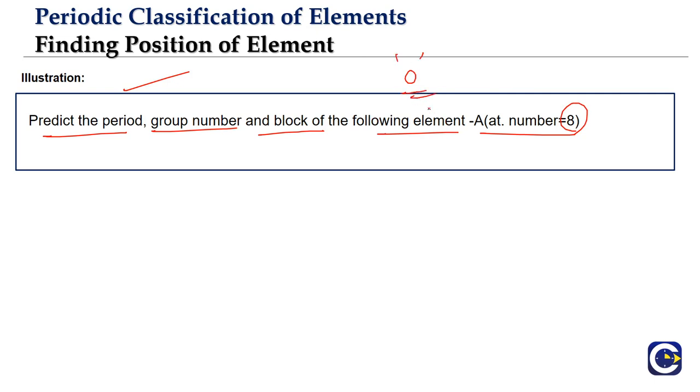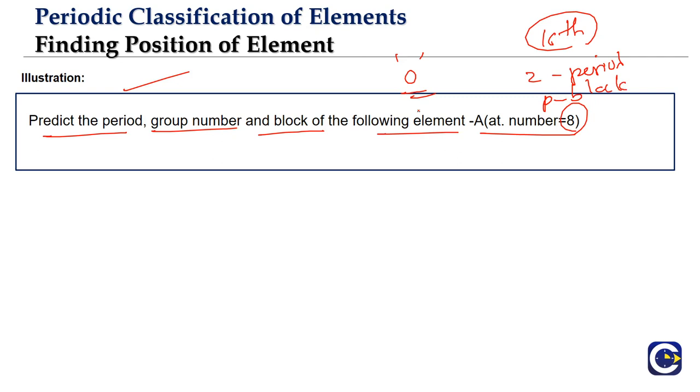It is oxygen. So oxygen belongs to which group? Oxygen belongs to the 16th group. Oxygen belongs to which period? It is a second period element. And it belongs to which block? It is a non-metal, P block. So we know some information about the familiar elements.